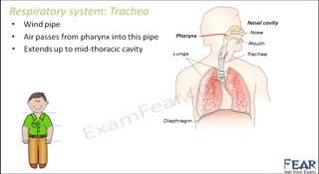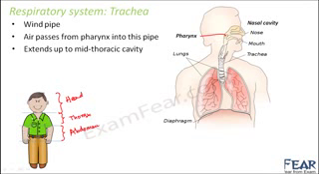It extends up to the mid-thoracic cavity. So what is this thoracic cavity? Now our entire body is divided into three parts. The upper portion is known as the head. The next portion, this one, is known as the thorax. And the next lower portion is known as the abdomen. So this cavity is called the thoracic cavity, the cavity which contains the thorax, and this lower cavity is known as the abdominal cavity.